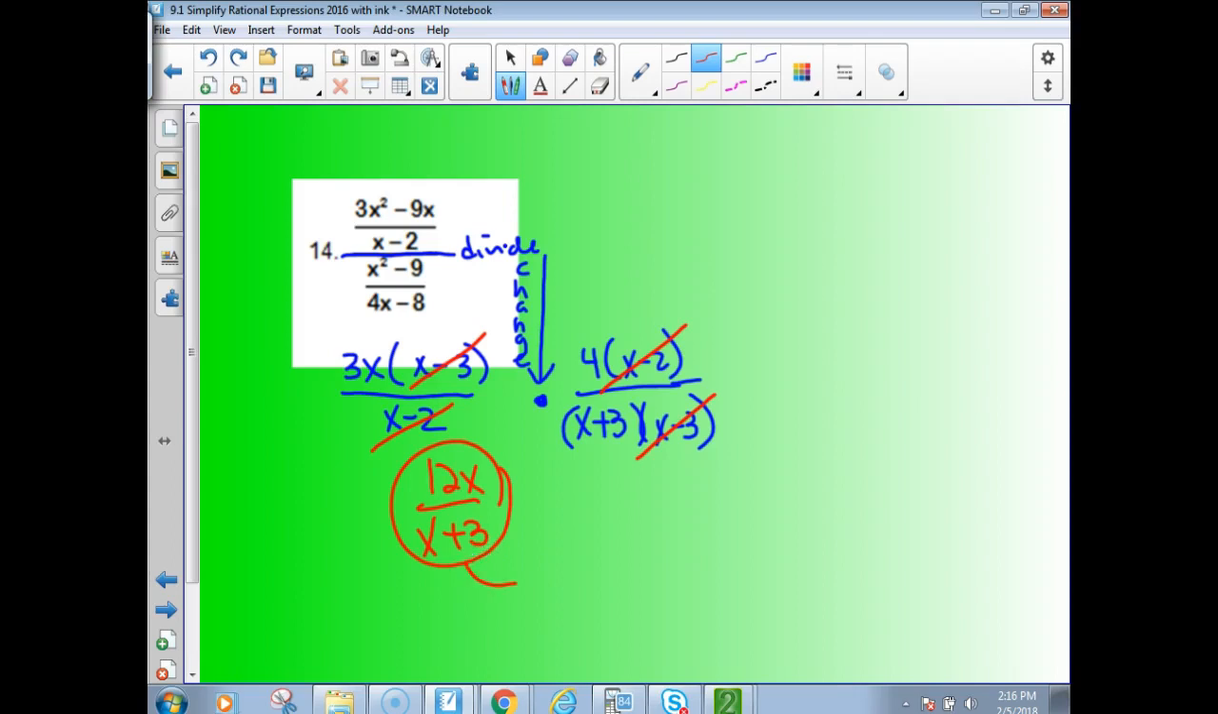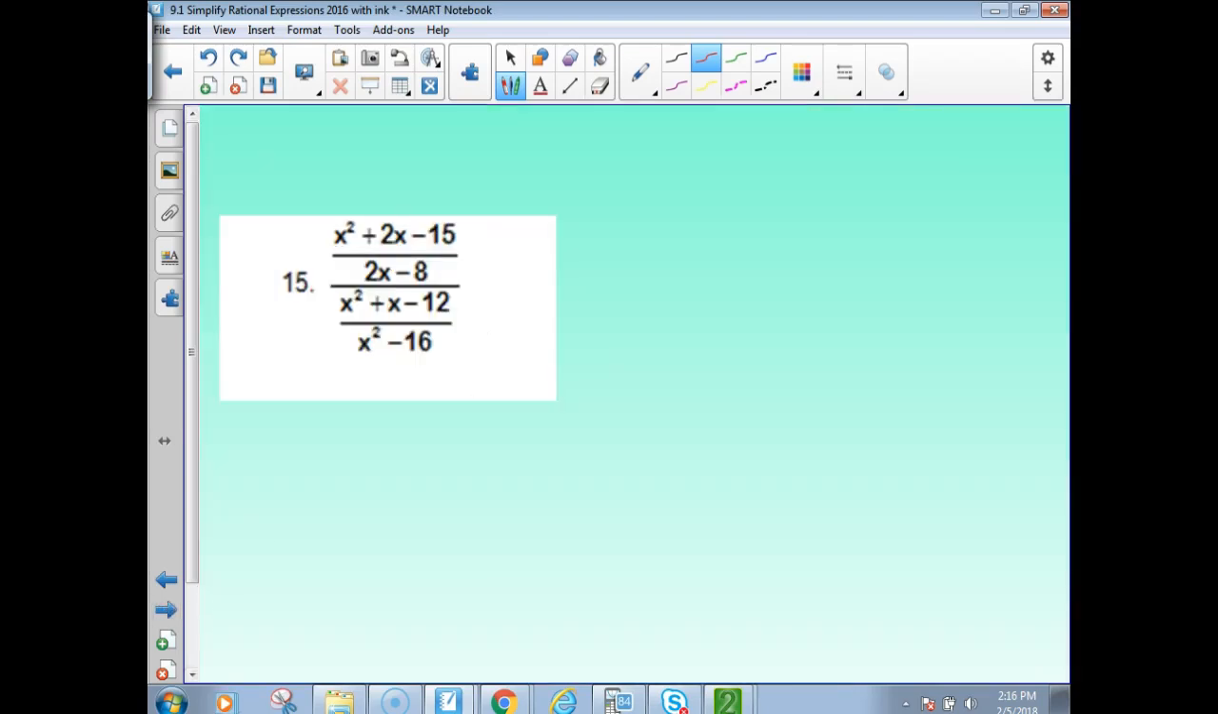Can't separate these guys. They're married. I thought I better bring that up again. Do not try to divide the 3 and the 12 here. You can't just start crossing stuff out. You can't cancel the x's either. X plus 3 has to stay together. Forgot to say that again.